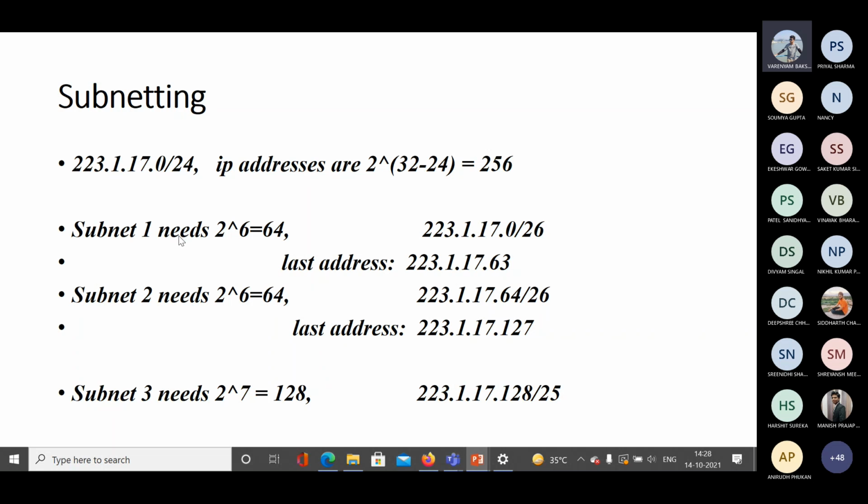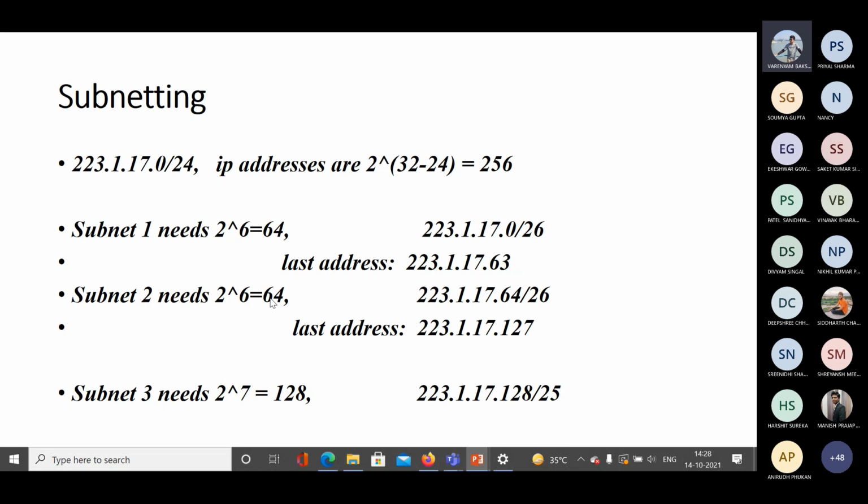For subnet 1, we will divide the given 256 addresses into different blocks further. This is the first block of addresses. You are making a difference in 6 bits, so you can have 64 addresses. Then your subnet part becomes 223.1.17.0/26. This is your first address, and your last address will be 63, turning all of the host bits to ones.